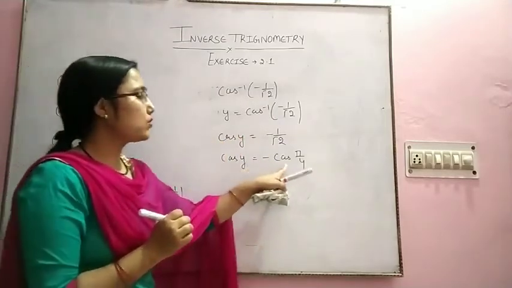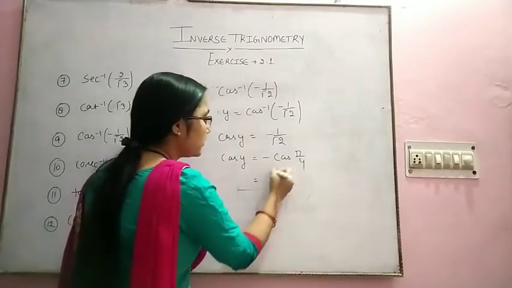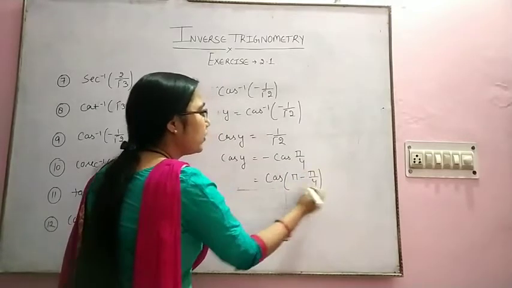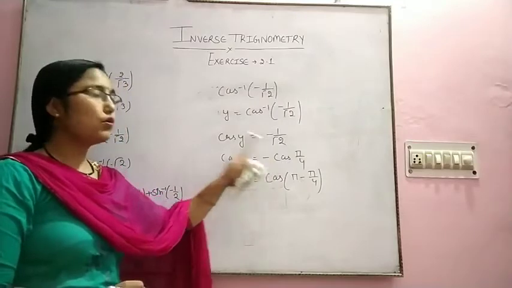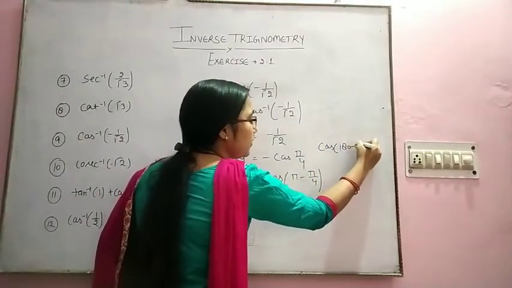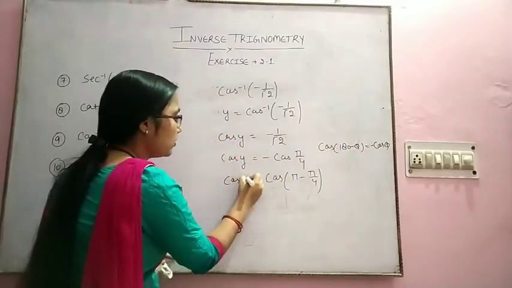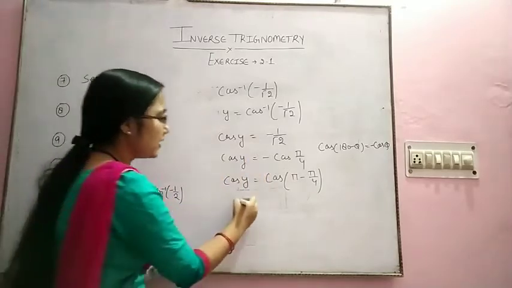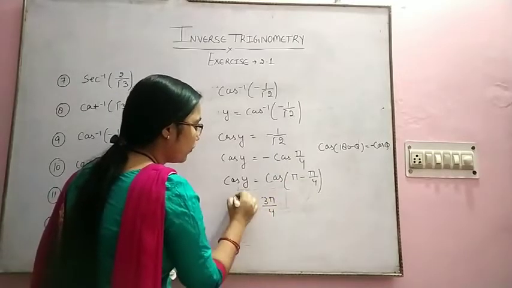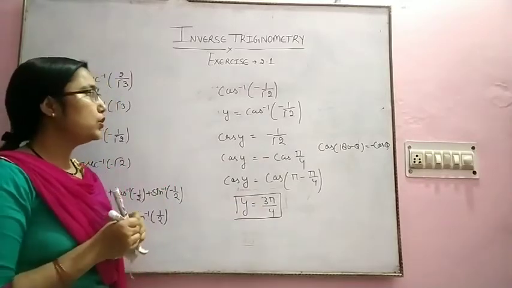But minus cos theta is never equal to cos minus theta. That's why we convert. This is cos 180 minus theta, that means pi minus pi by 4, because cos 180 minus theta is equal to minus cos theta. This is cos y. Cos and cos cancel out. That means y equals 4 pi minus pi by 4, this is 3 pi by 4. So 3 pi by 4 is the principal value for cos inverse minus 1 by root 2.